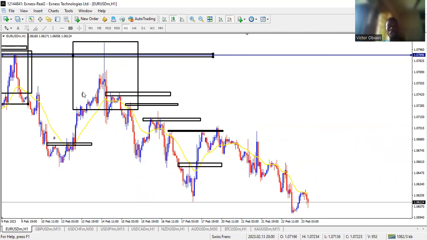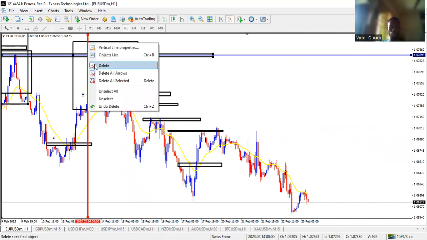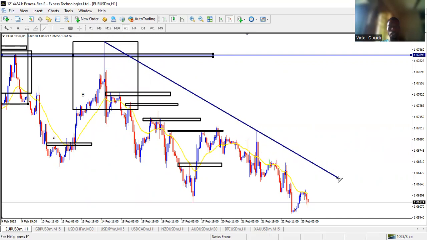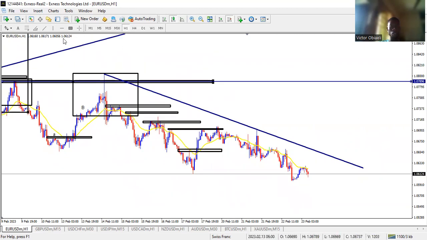Now let's go down. This is 1 hour. I will now know that this is the current area, the current happenings of price. This is where price is currently. This is the region of price currently.